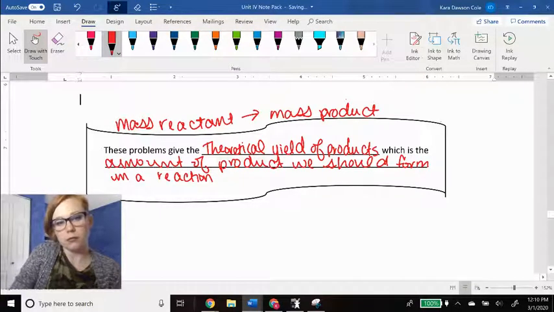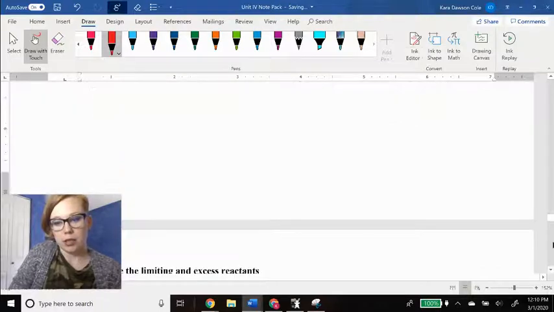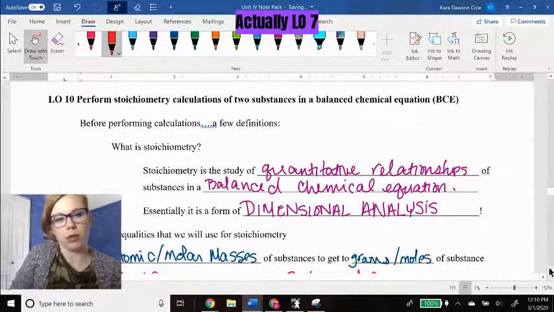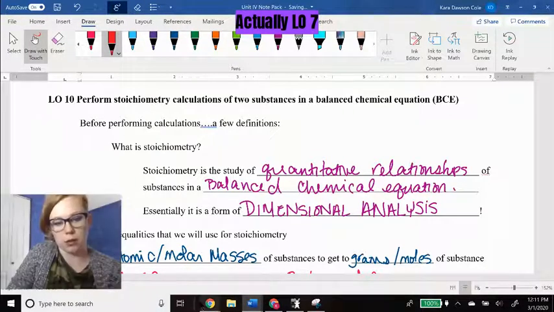Okay, so there you have it. That is your intro to stoichiometry. This is learning objective 10: perform stoichiometry calculations of 2 substances in a balanced chemical equation, or BCE.